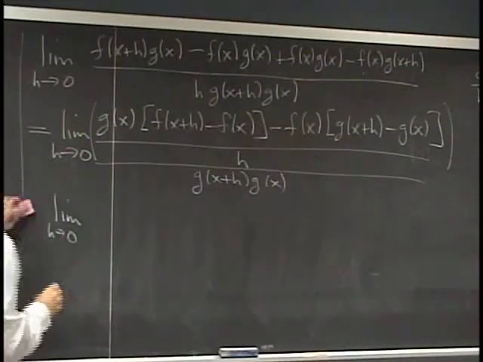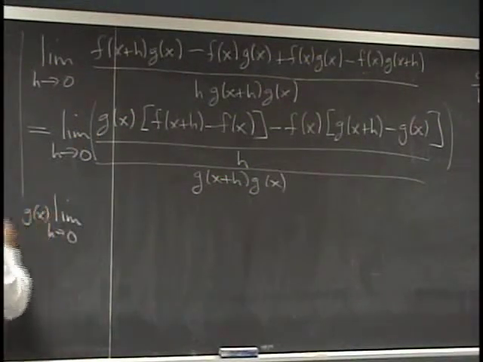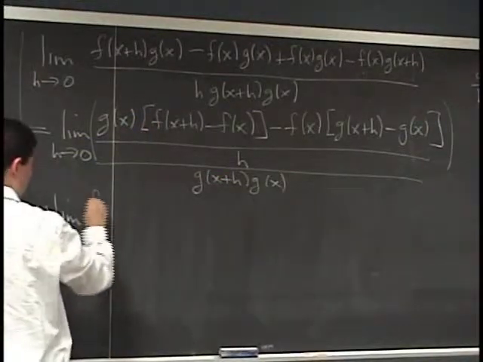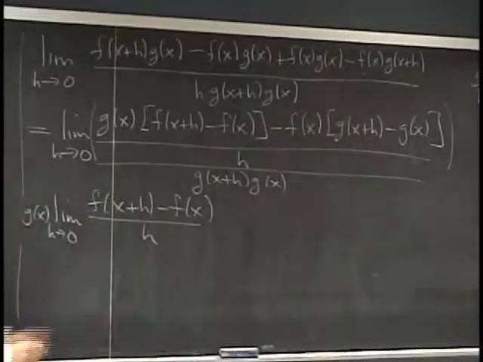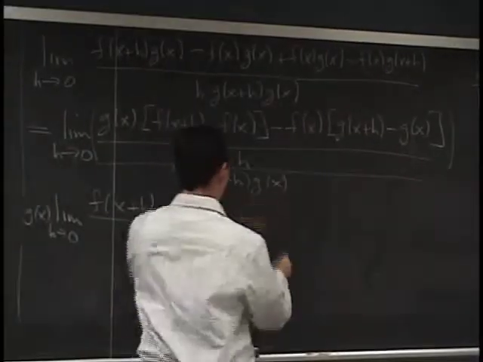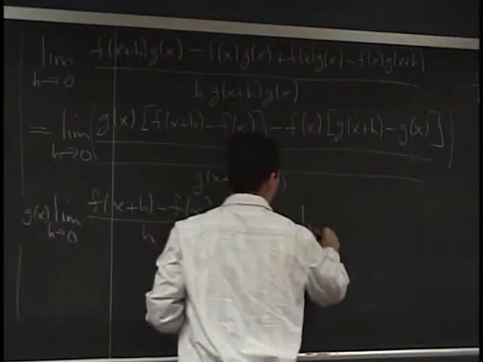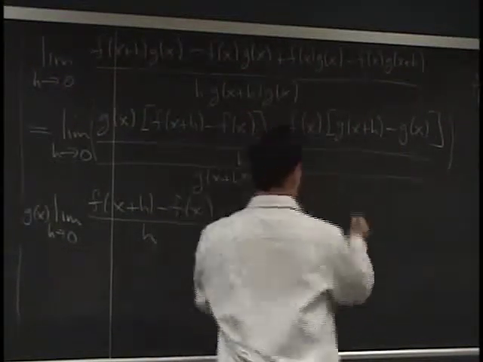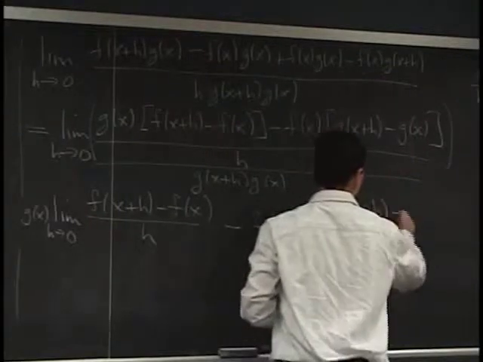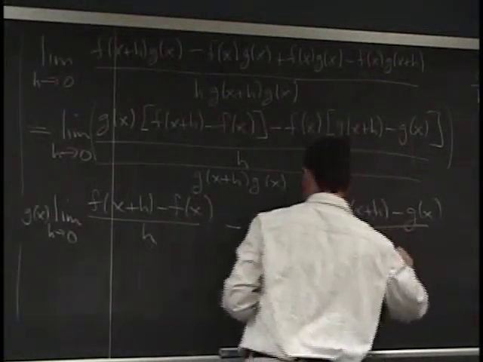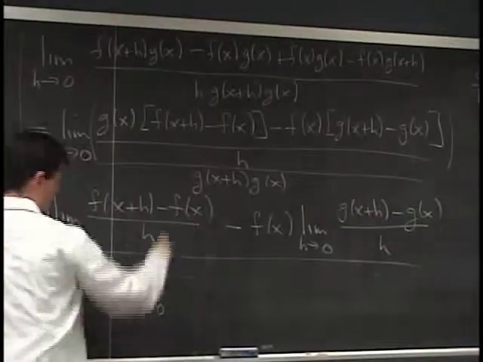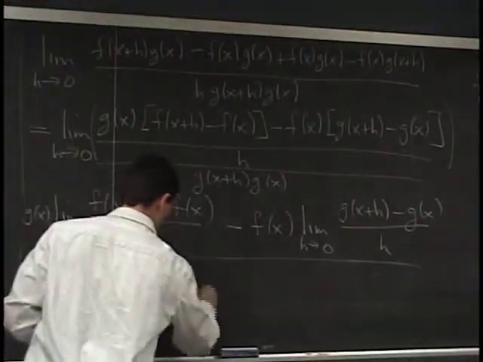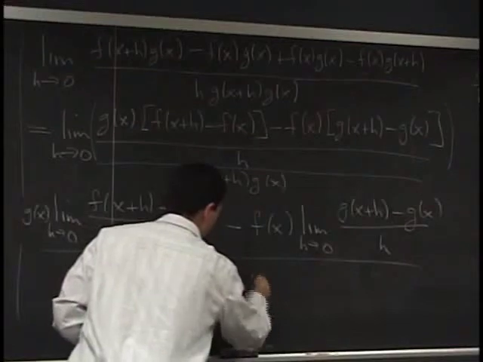So what are we going to get? Well, first I'll pull this g of x out times the limit of f of x plus h minus f of x over h, minus, now I pull this f of x outside of the limit, and I get g of x plus h minus g of x over h, and then I divide this whole thing now by the limit as h goes to 0 of the bottom of the fraction, which is g of x plus h times g of x.